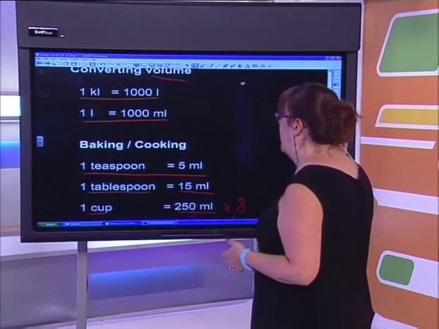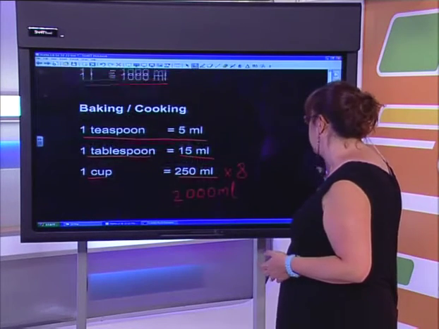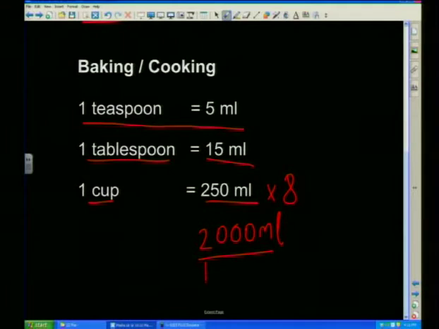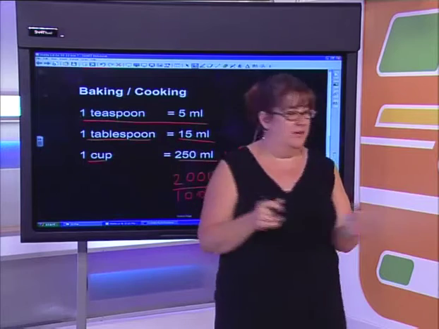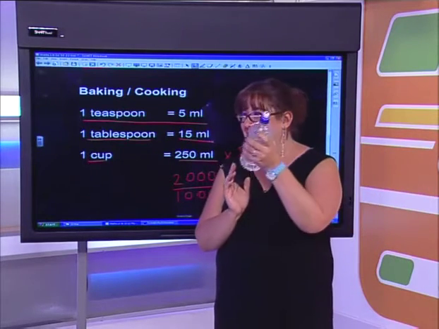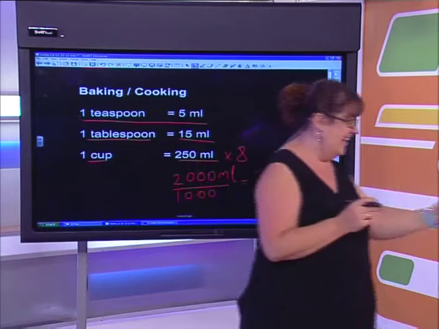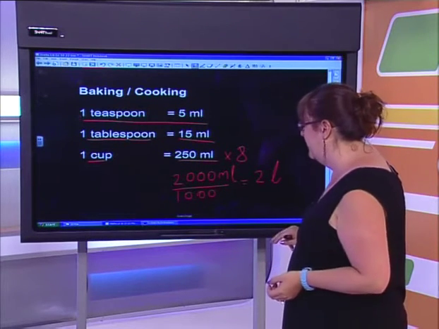So I'm going to go back and check. I've got to divide by 1,000. So I'm going to divide this by 1,000. And therefore, I should be drinking 2 liters of water per day. And that makes sense. That I can do. My bottle, well, a little bit more of a complicated calculation to work out how many bottles I should be drinking.